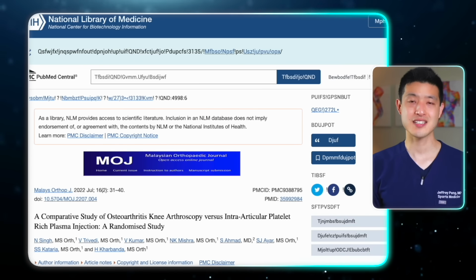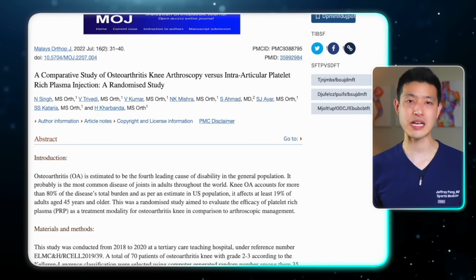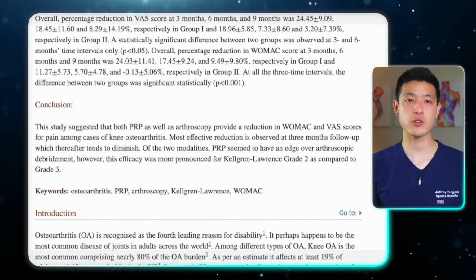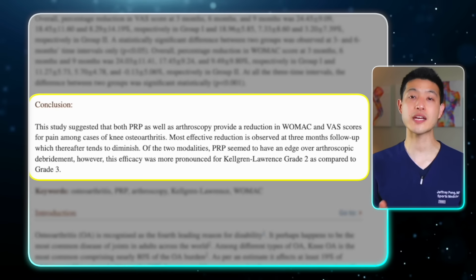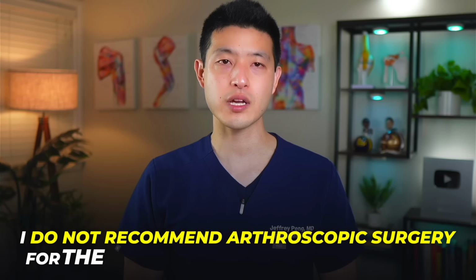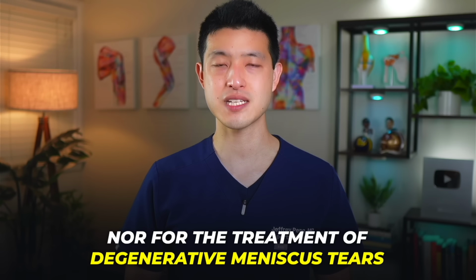In contrast, head-to-head trials comparing arthroscopic surgery to platelet-rich plasma injections for the treatment of knee osteoarthritis show that PRP injections resulted in greater reductions to pain and functional improvements. So for all the above reasons, I do not recommend arthroscopic surgery for the treatment of knee osteoarthritis, nor for the treatment of degenerative meniscus tears.